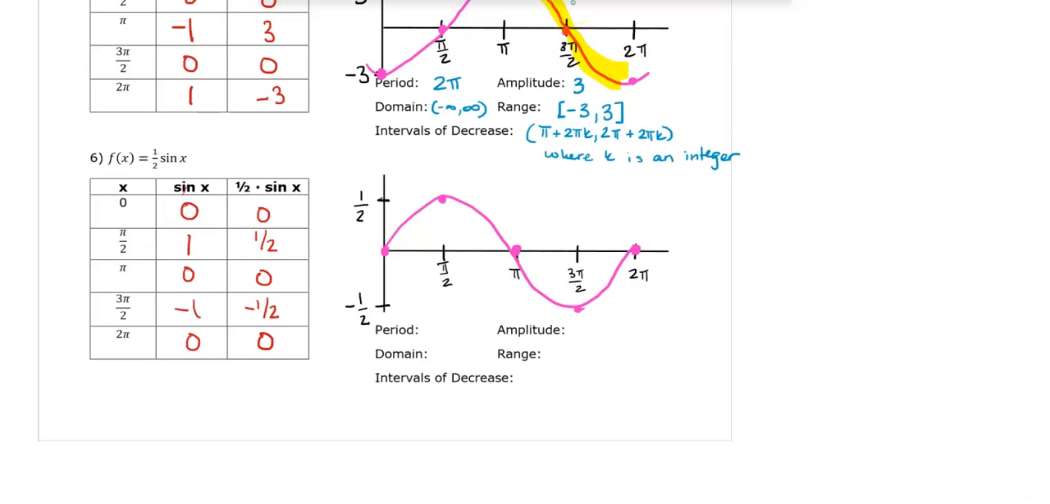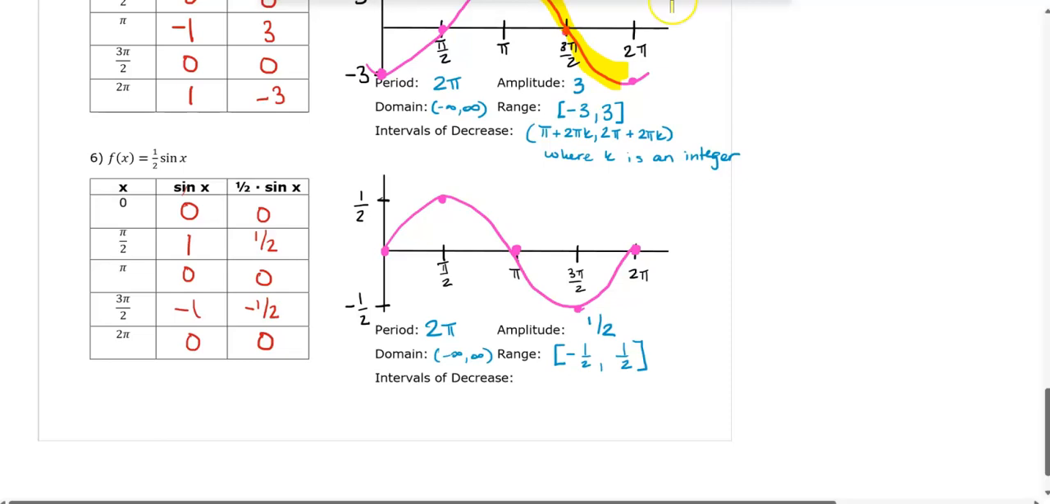Okay, period, that hasn't changed. 2 pi. Amplitude. Amplitude here is going to be 1/2. Domain, -infinity to infinity. Range, that's going to be from -1/2 to 1/2.